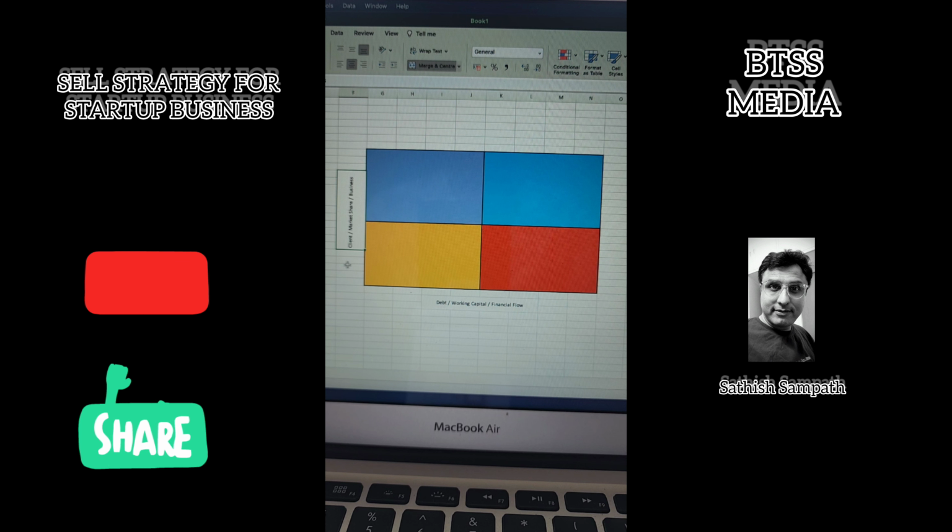In the axis below, I am talking about debt. Basically, it is the structured and unstructured money which you have taken from banks or friends or family or anybody. Next is your working capital. Working capital can be your salary, your intraday expenses, or administrative expenses, etc. Anything which you need to pay on a daily basis.